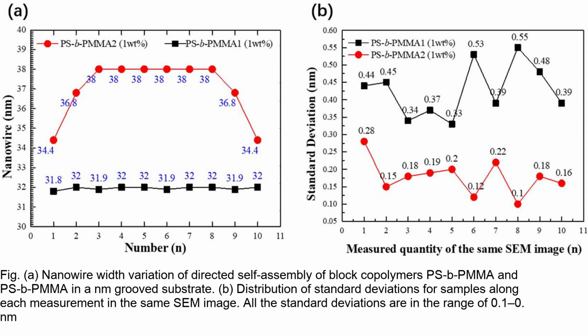Nanowire width variation of directed self-assembly of PS-b-PMMA2 and PS-b-PMMA1 in a 360 nm grooved substrate. The data show the uniformity and accuracy of the nanowire width measurements, indicating the high quality of the directed self-assembly process. In conclusion, this study demonstrates the successful fabrication of self-assembly microphase separation patterns of PS-b-PMMA1 and PS-b-PMMA2 thin films using optimized vacuum thermal annealing conditions.